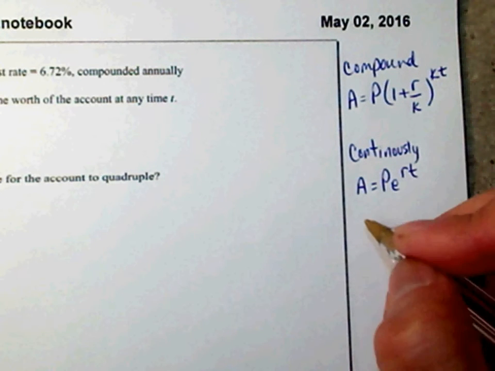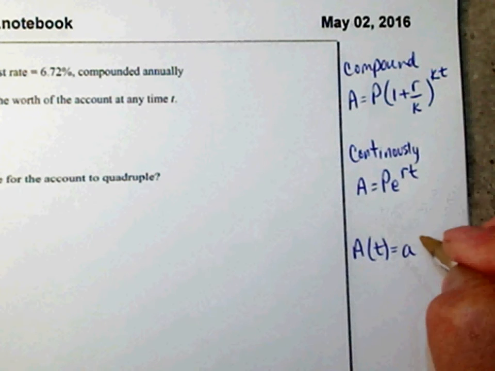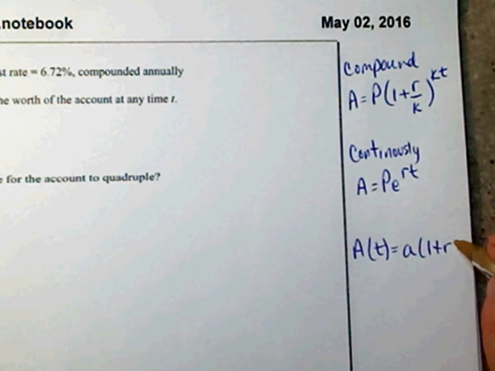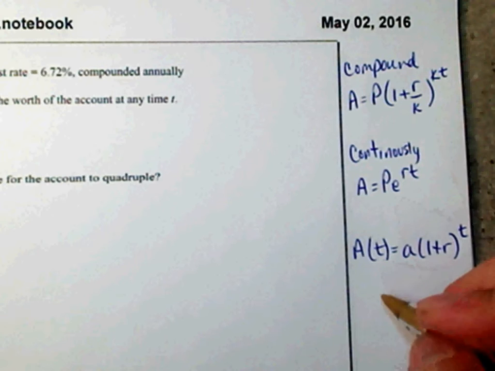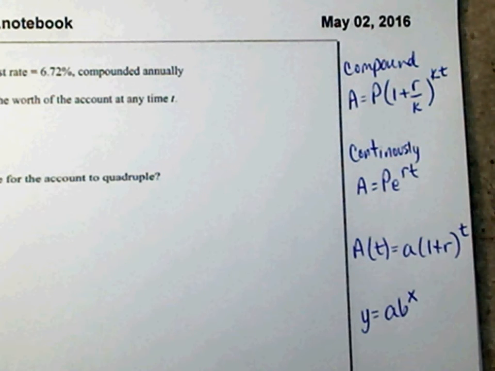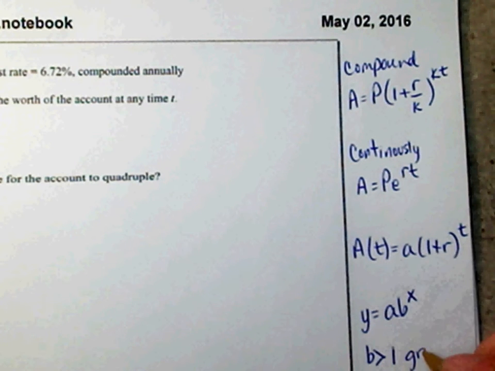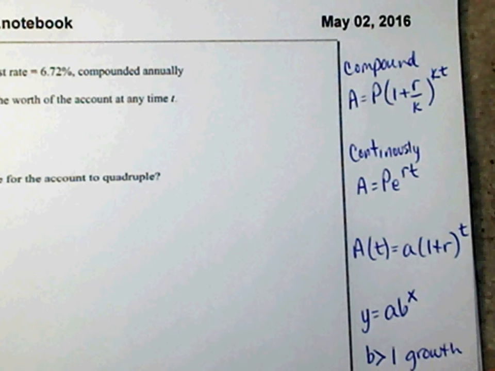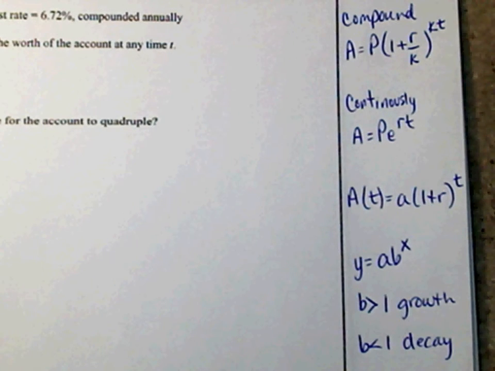For growth and decay, it is A of T is equal to A times 1 plus R raised to the T. And then there's another one: Y, this is your growth and decay for exponential, A times B to the X. If your B is greater than 1, that is a growth. If your B is less than 1, that's a decay. Okay? So before you start, make sure you have this part written down somewhere to kind of help you.